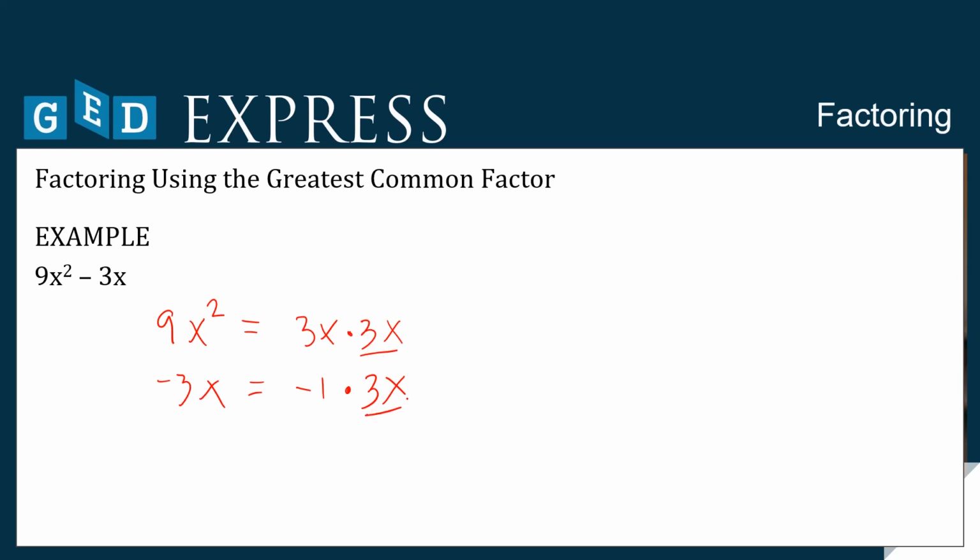Now, rewrite the expression using the GCF. We have 3x times 3x minus 1. So the factors are 3x and 3x minus 1.